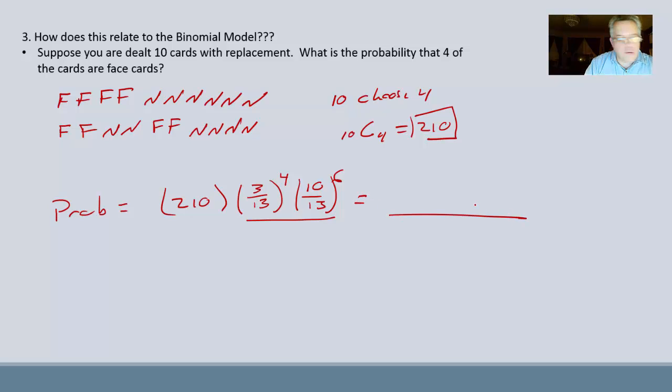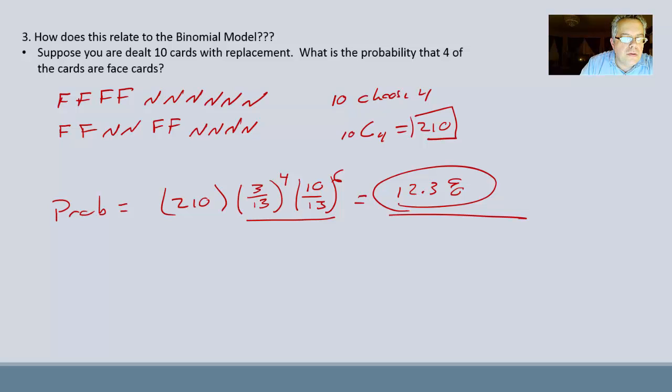And that's the probability of 4 face cards. So give me one moment. I want to know what this is. So after computing this, I get there's a 12.3% chance that if I'm dealt 10 cards with replacement, that we'll get 4 face cards. It's important that it's with replacement because each trial has to be identical.